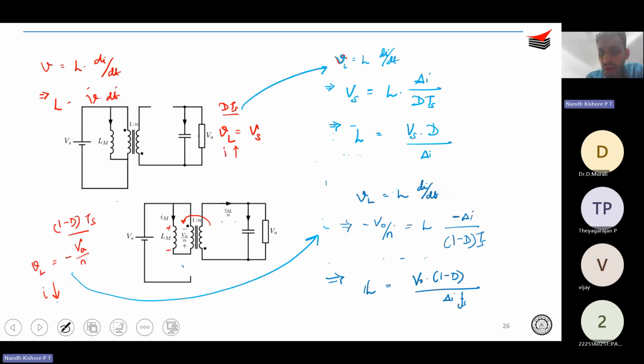Similarly, over here also I can write it as Fs. So this is the value of the inductor required. Correct? That is, Vs into D by delta I into Fs, or Vo into (1 minus D) by delta I into Fs. So both of these are correct. You can do either way, whatever you wish. Okay, so this is a relation to get what is L.